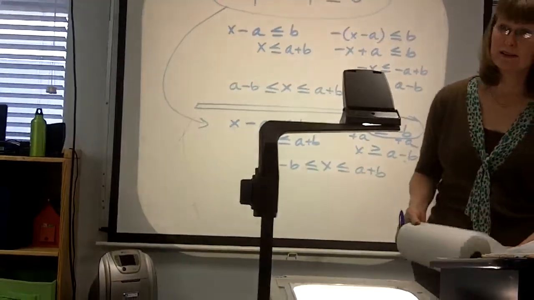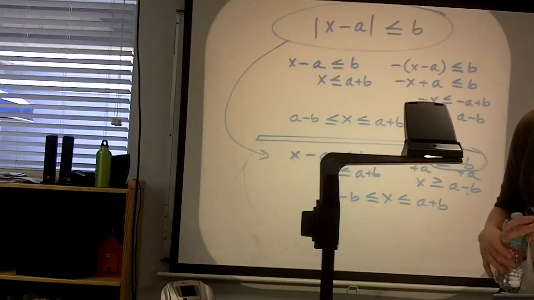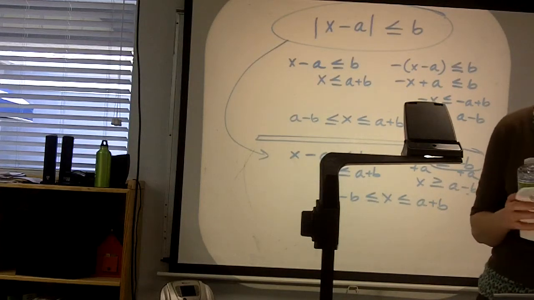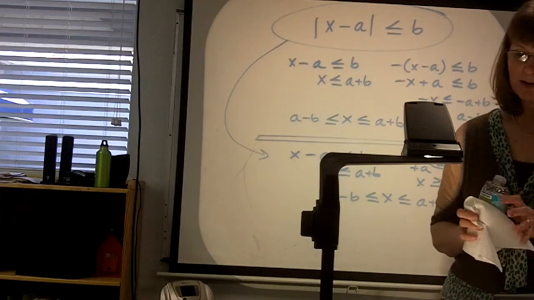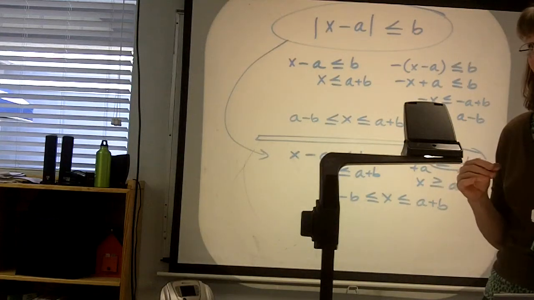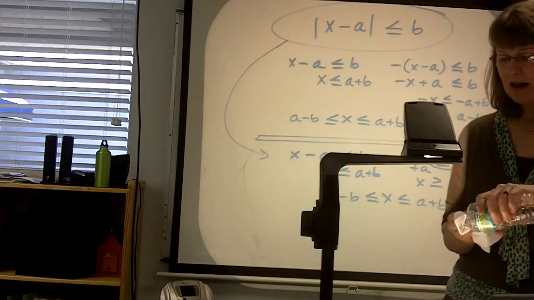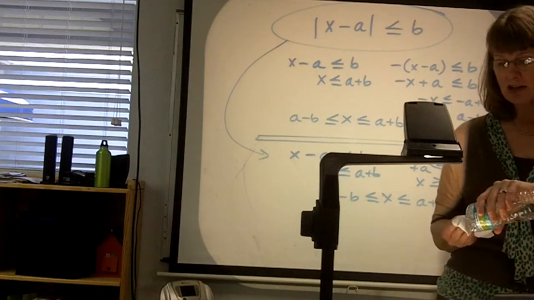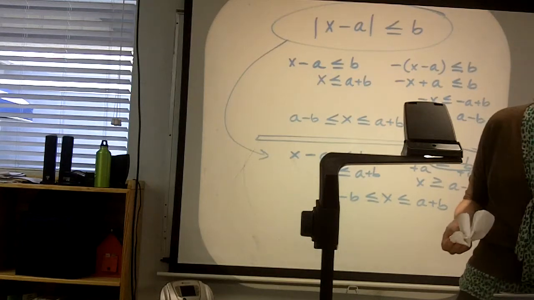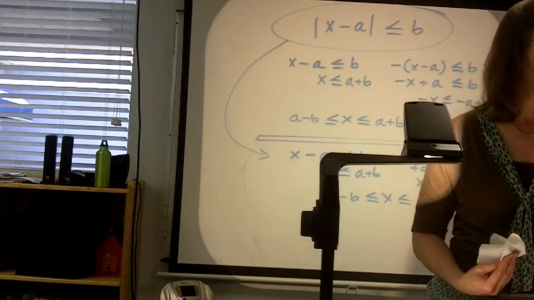Question. Why do you have to do it both ways? The reason you have to do it both ways is because in an absolute value problem, whatever is in the absolute value could be a positive answer or it could be a negative answer. And so because x minus a could potentially be a negative answer, you solve it both ways.